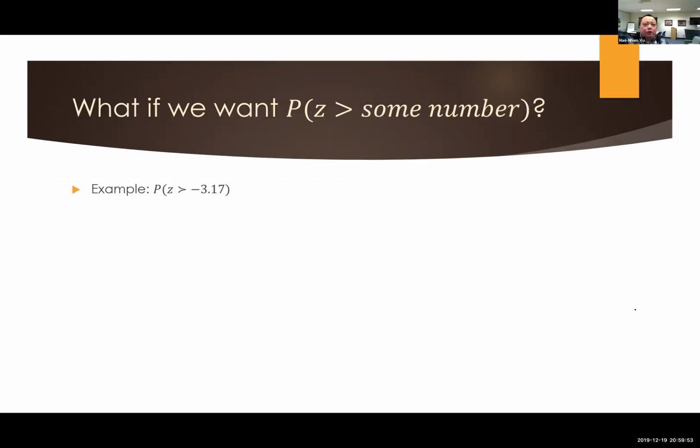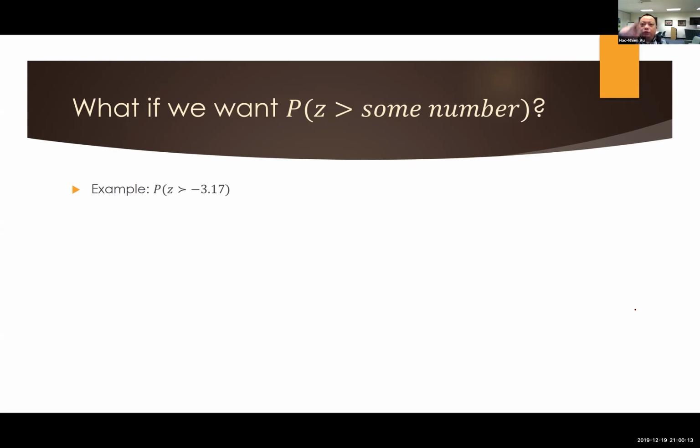All right, now next example. What if we want it the other way around? Because people ask us all kinds of questions if they don't ask less than all the time. So for example, if they want to know the probability that Z is greater than some number, for example, Z is greater than negative 3.17, then what are we going to do?